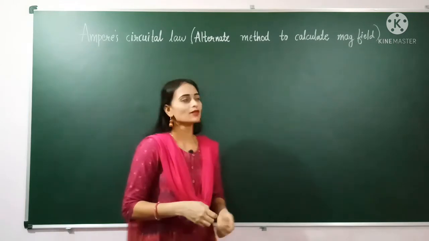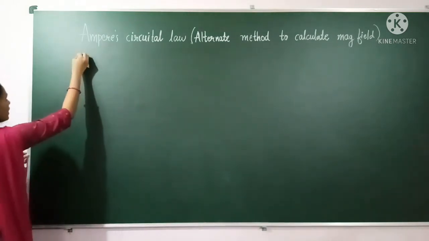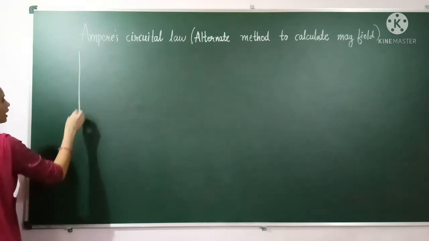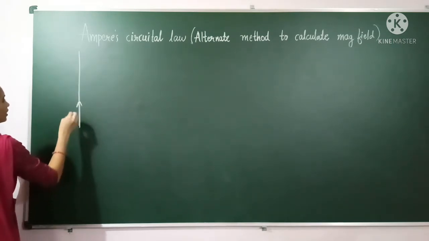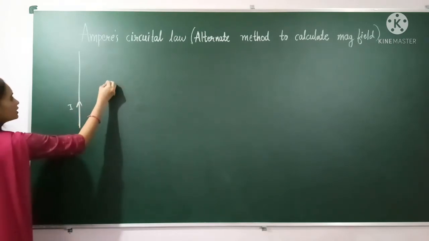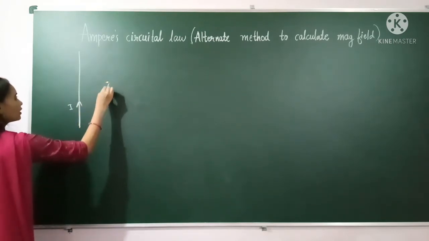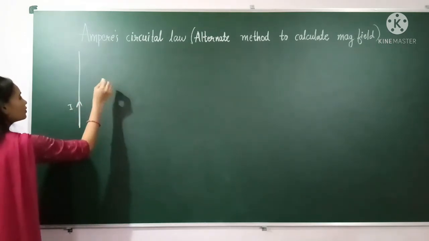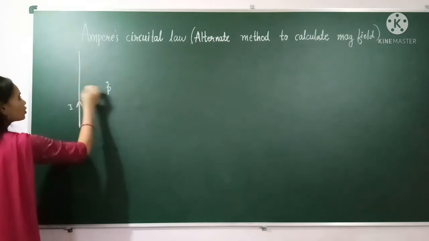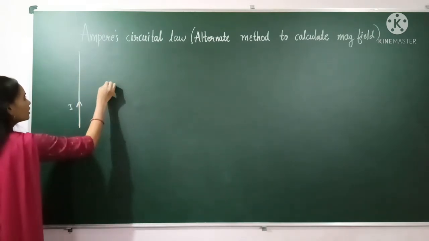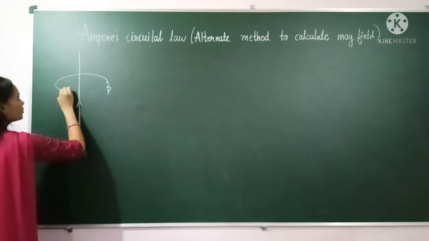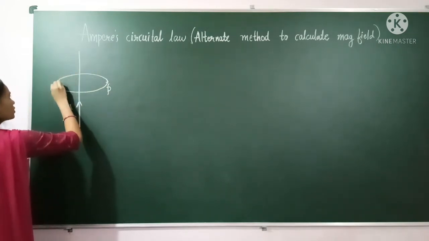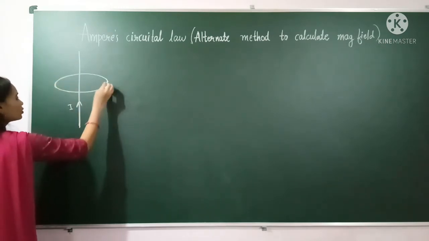So let's start. First we will take one wire, in which I amount of current is flowing. Next, this is our point P where we want to calculate the magnetic field. Next, we have to draw one closed loop which passes through this point P, and this loop should be symmetric in nature.